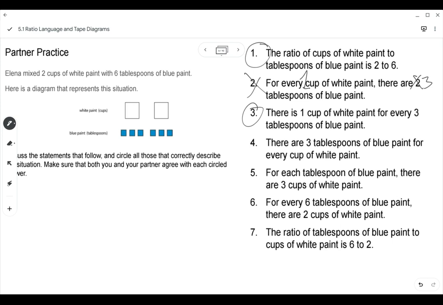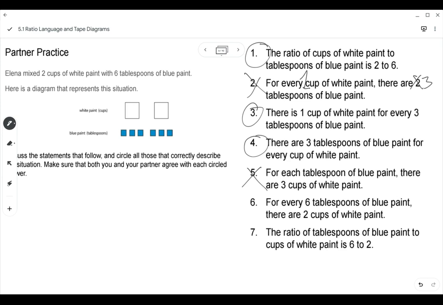There are 3 tablespoons of blue paint for every cup of white paint. 3 tablespoons of blue for every, we don't see a number, so we assume 1. That's true. For each tablespoon of blue paint, there are 3 cups of white paint. For each tablespoon, that means 1 tablespoon of blue paint and there's 3 cups of white paint. I don't see 3 cups of white paint up here. This is false.